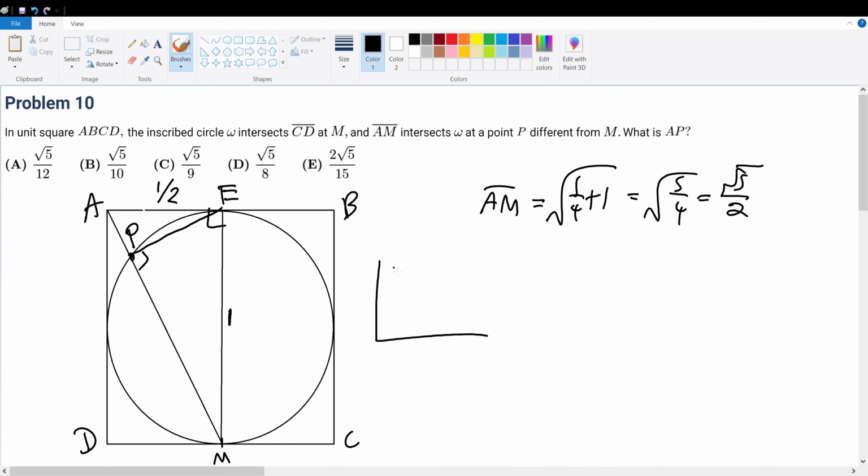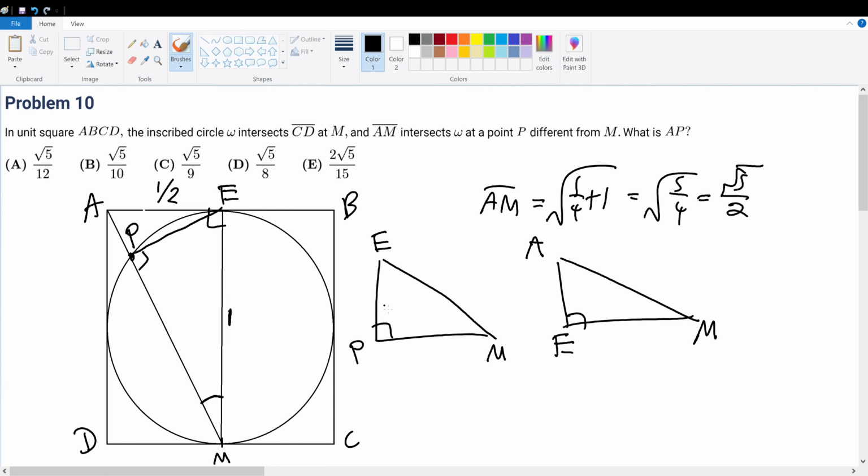So if I were to redraw the right triangles in a fashion that's easily visualizable, I have EPM. P is the right angle, so that means this has to be E, because that's the right angle on that one. M has to be with M, so EM, and that has to be A.